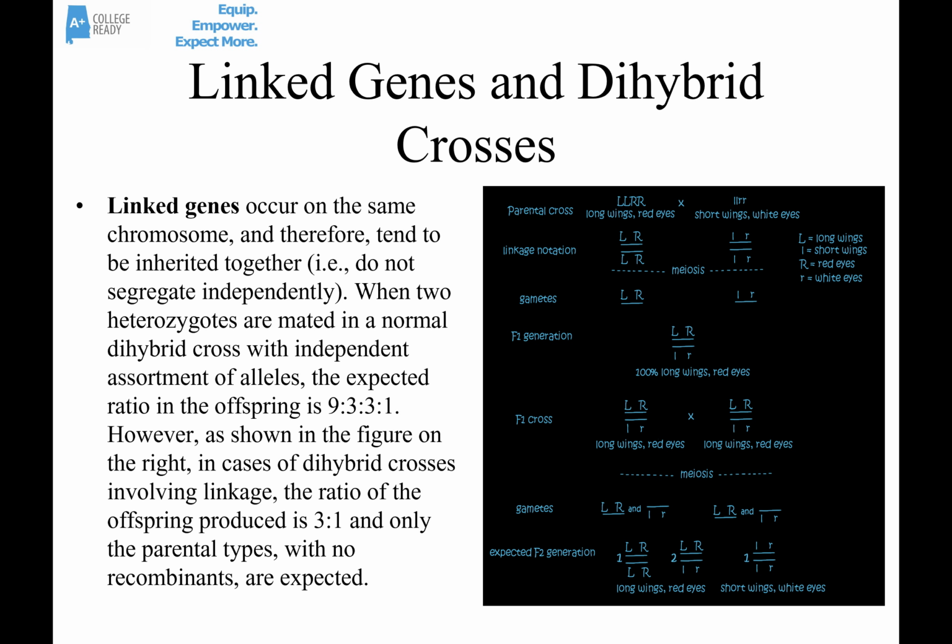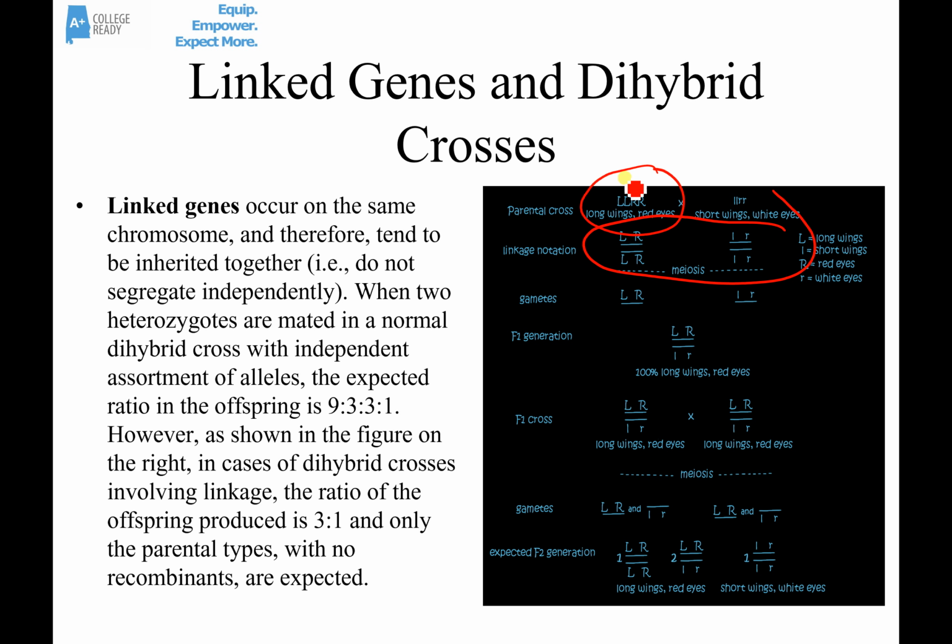So in this case, we're looking at long wings and red eyes. We have an organism that's homozygous for long wings and homozygous for red eyes, crossed with an organism that's homozygous for short wings and homozygous for white eyes. And we can see from the diagram here that the long wings and red eye genes are on the same chromosome. So the genes for length of wings and color of eyes are linked.